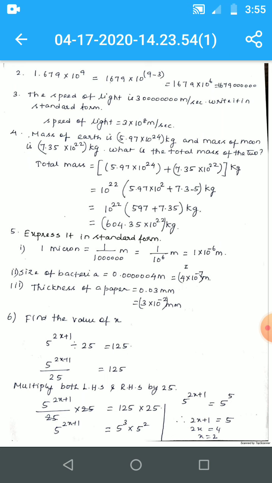Now multiply both sides in order to simplify the left hand side and right hand side. I am multiplying by 25 so that the denominator gets cancelled. So on the left hand side the denominator 25 gets cancelled, and on the right hand side it is multiplied by 25. So 5 to the power 2x plus 1 is equal to 5 to the power 3, since 125 is 5 cubed, and 25 means 5 into 5, that is 5 squared. For the same base, the powers have to be added. So 3 plus 2 becomes 5 to the power 5.